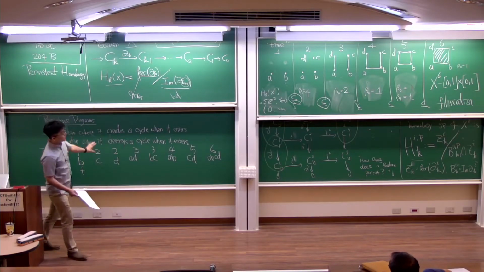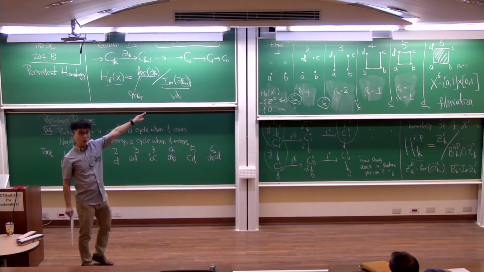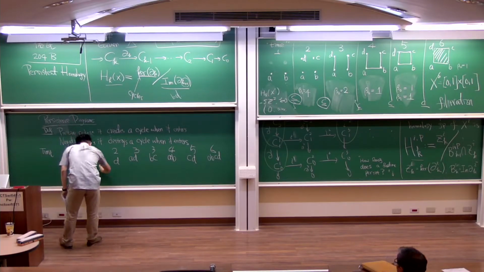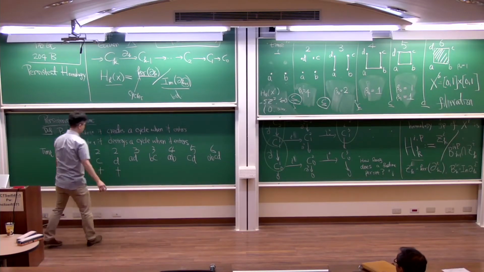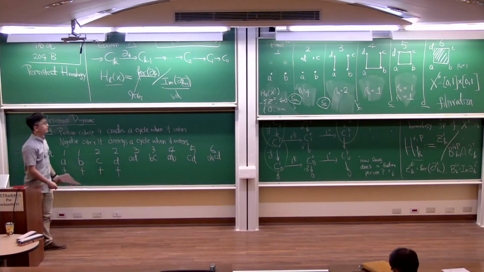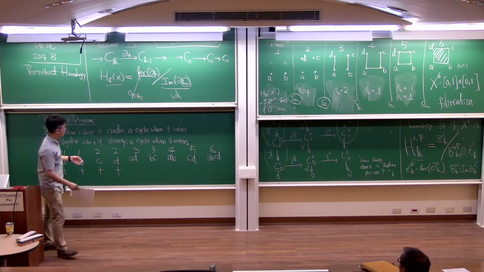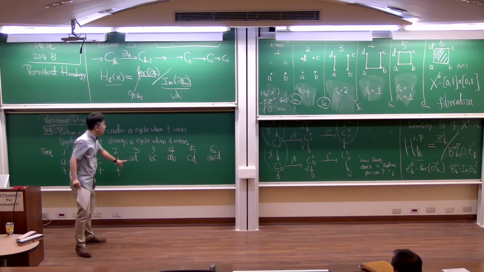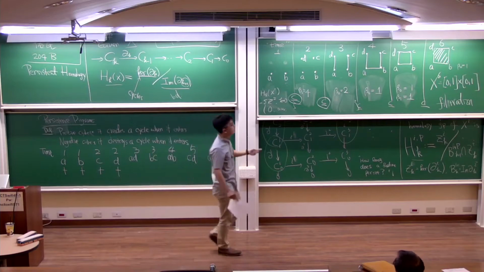Okay. When time equal to 2, I see additional two cycles. So I write plus. Good. All right, so now things get very interesting. So when time equal to 3, what do we see?